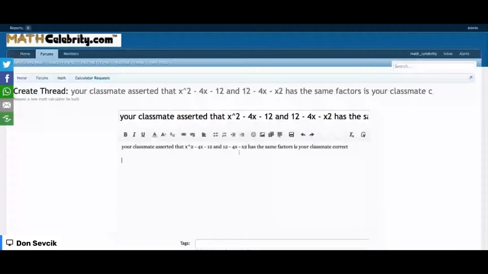Your classmate asserted that x squared minus 4x minus 12 equals 12 minus 4x minus x squared, and has the same factors. Is your classmate correct? We want to factor this. Factor. Okay, I'm going to go off screen here. I'm going to factor this real quick. Factor the quadratic. Yes, indeed.